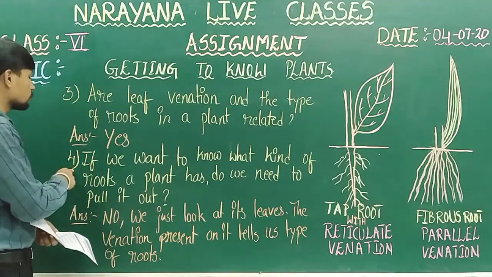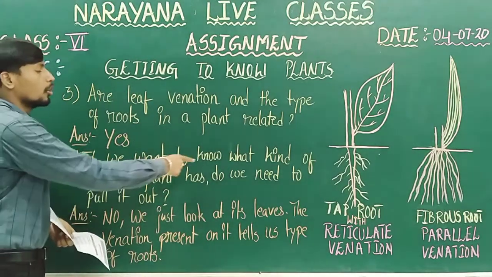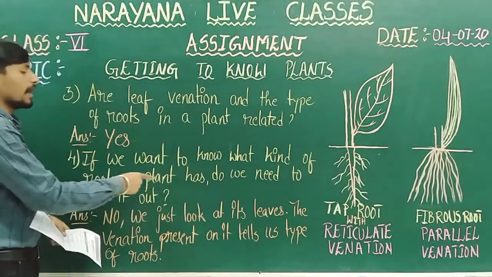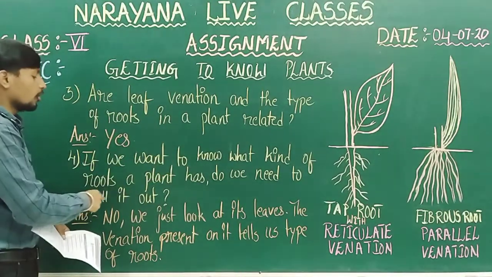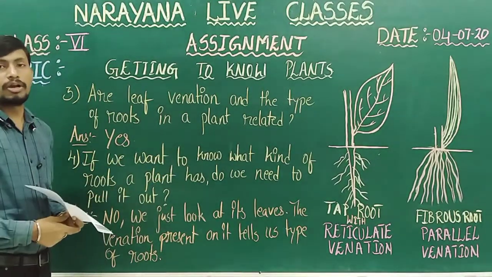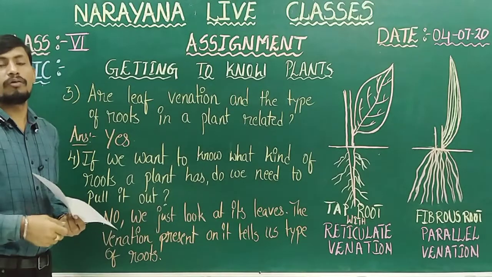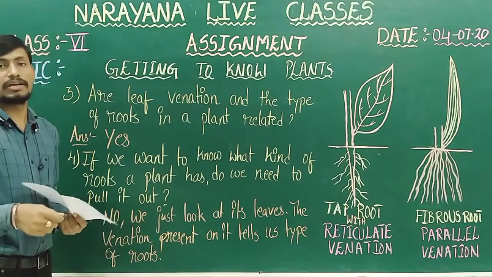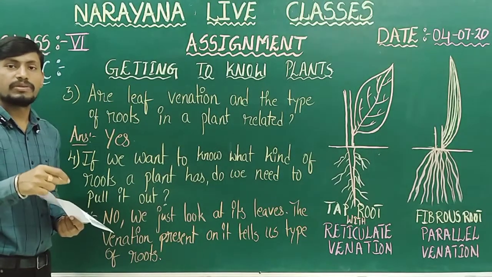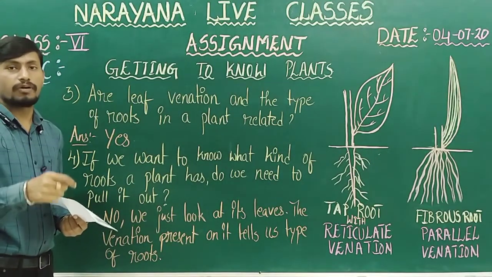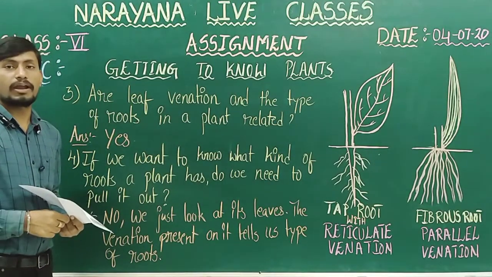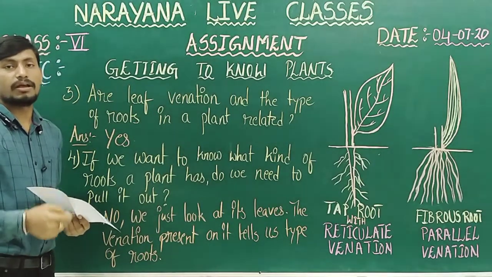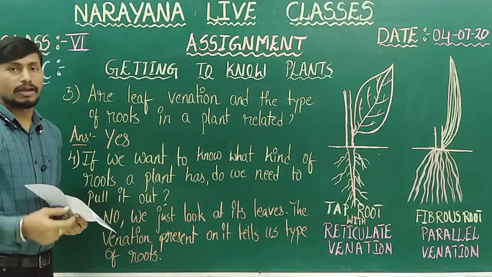And the next question, the fourth one. If we want to know what kind of roots a plant has, do we need to pull it out? No, we need not pull out the whole plant to know what type of root that particular plant has. Just by observing the leaf venation, we can find what type of root is present inside the soil.